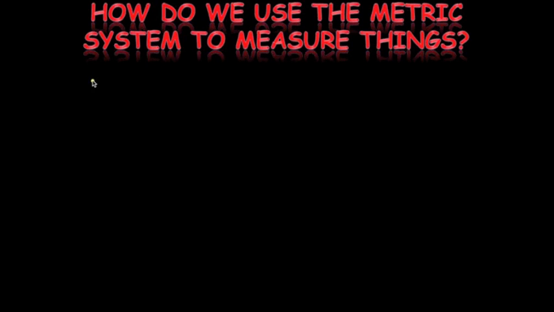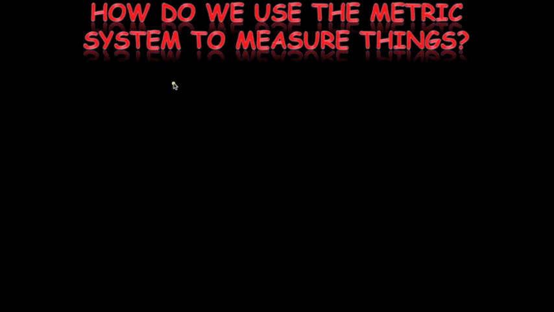Okay, today we're going to discuss how we use the metric system to measure things. First off, let's discuss why we use the metric system. One of the reasons is that most of the rest of the world uses metric units, and when scientists want to compare results from experiments, it's much easier if we all are using a common system of measurement. Okay, so there's no confusion about conversion into new systems. So we all like to use the same system, which is the metric system.